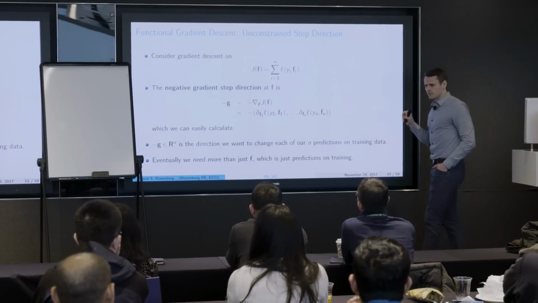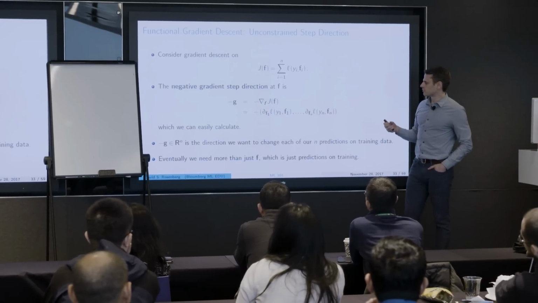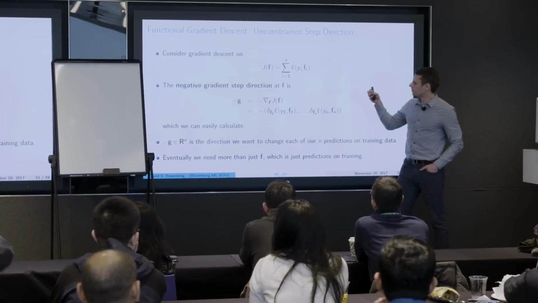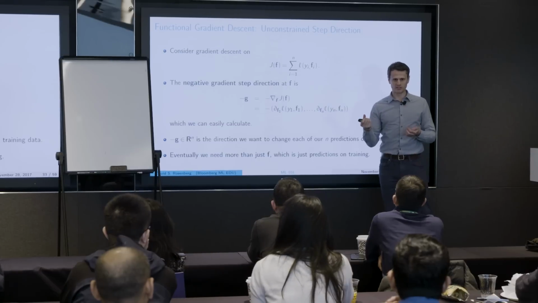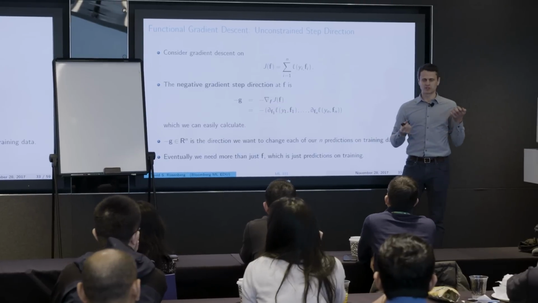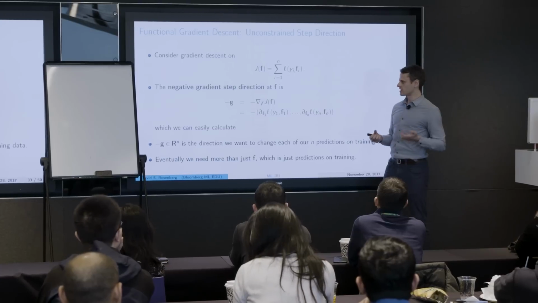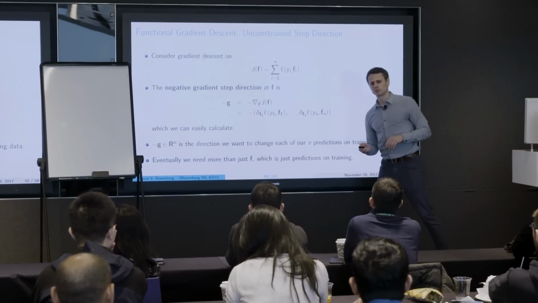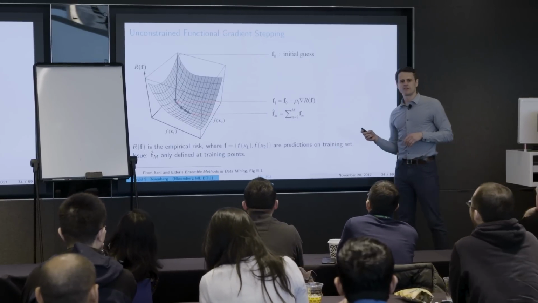And just a little, if you're a little confused, you're right to be confused, because eventually we don't just want an optimal prediction function just as a vector on the training points. We need a prediction function that generalizes to new points, not just the training data points. But we'll come to that. So for now, this picture kind of captures what we're doing.